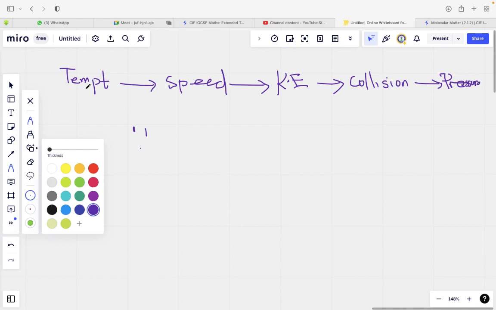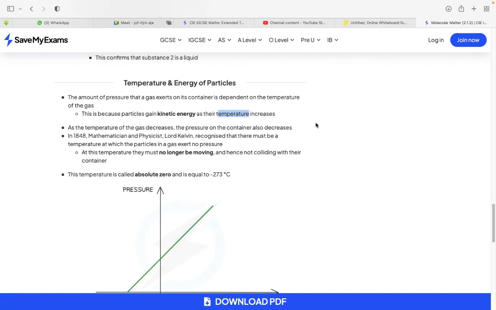Okay, you can see, from temperature increases, here you put increase. Temperature increases, speed increases. When speed increases, kinetic energy will increase. When kinetic energy increases, collisions will increase. When collisions increase, pressure will increase. Okay, so that's that for that. Let's move on quickly. Is that okay?